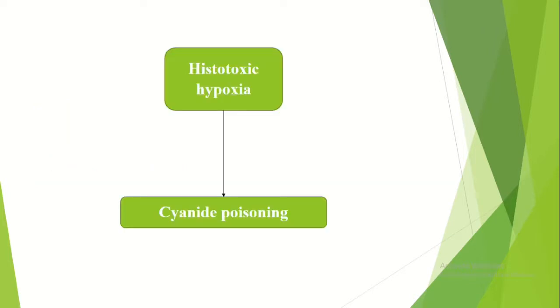Okay, now we're done with carbon monoxide poisoning. So let's go ahead and talk about histotoxic hypoxia. In histotoxic hypoxia, the amount of oxygen that is delivered to a tissue is normal, but because of the action of a toxic agent, the tissue will not be able to metabolize and consume this oxygen. And this is seen in cyanide poisoning.